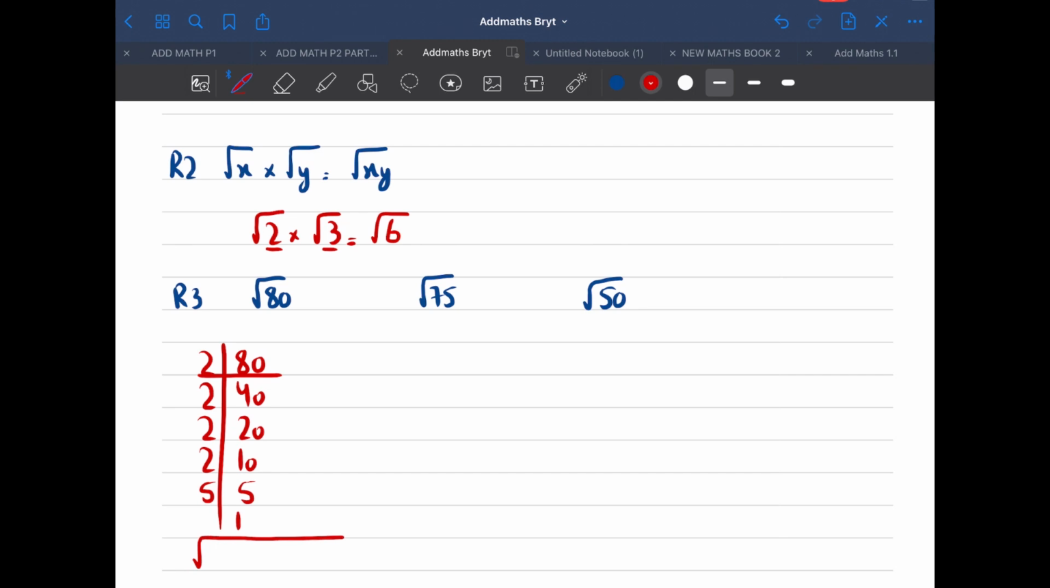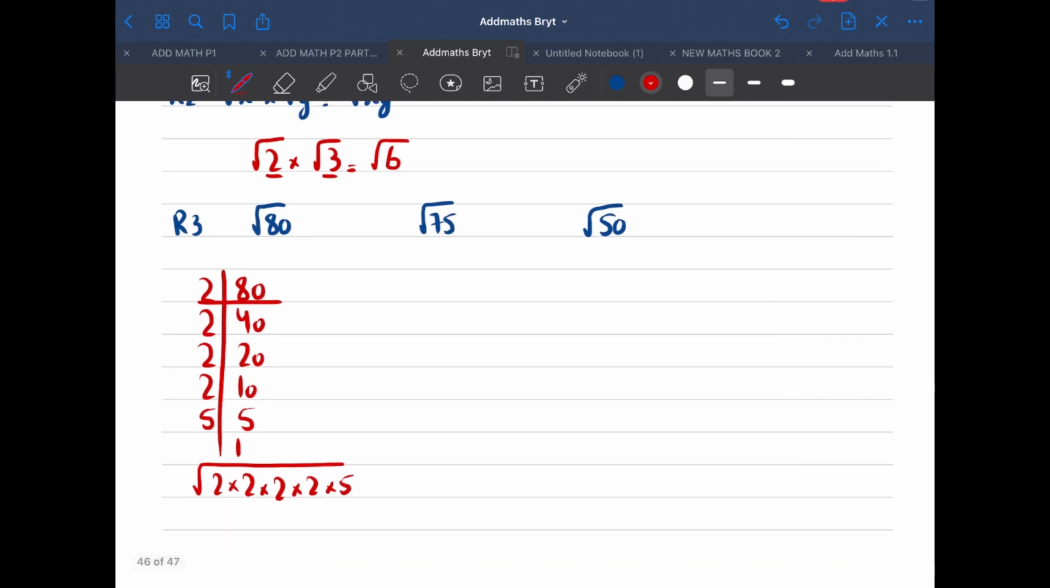Can I write it like this? 2 into 2 into 2 into 2 into 5, which means under root 2 into 2 is what? Under root 4, that's what? 2. Under root 2 into 2 is under root 4, that's what? 2. But this 5 is left alone, so it's going to stay in the square root. So my final answer will be 4 under root 5. That's how a surd is written in simplified form. Let's practice more.